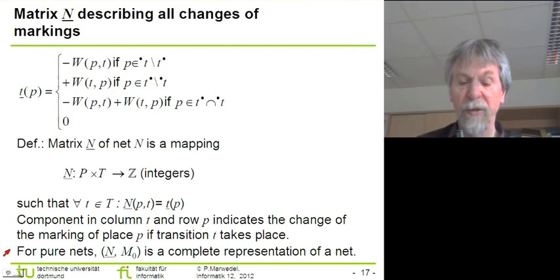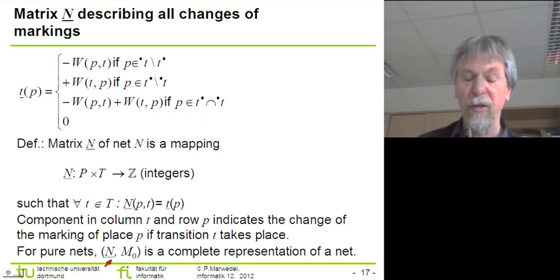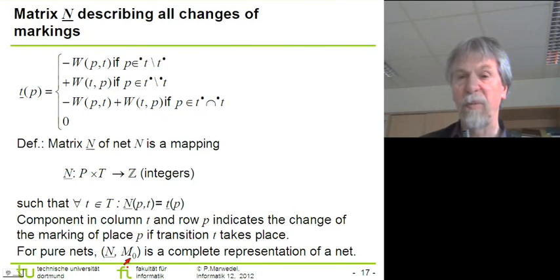Now there is one final remark for this matrix at the bottom of the slide. For pure nets, this matrix n underscore in combination with m0 is a complete representation of a net. So obviously, if we do have pure nets, then all the properties of our model are captured in this matrix n underscore, if we also know the initial number of tokens.